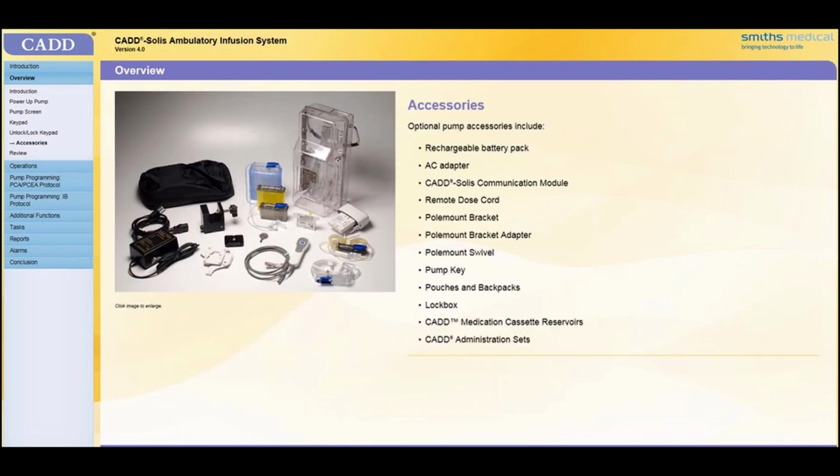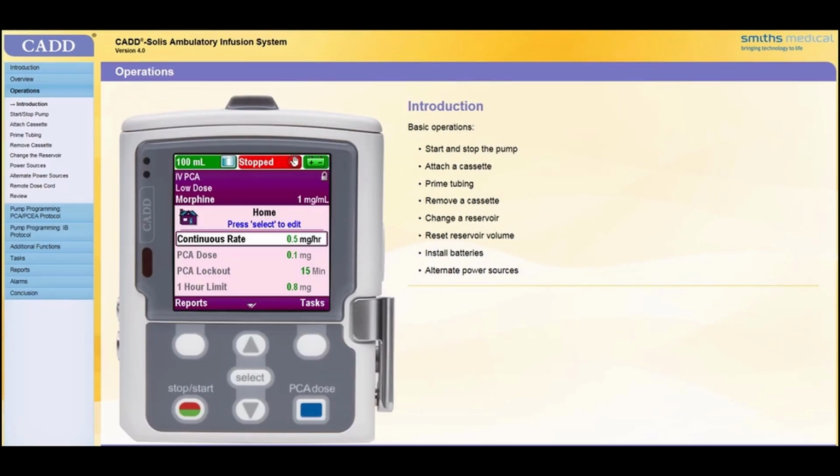There are several accessories available for use with the CADD-Solis Infusion. This module of the training program reviews a variety of tasks related to the CADD-Solis Ambulatory Infusion Pump. It will cover how to start and stop the pump, attach a cassette to the pump, prime tubing, remove a cassette from the pump, change a reservoir and reset the reservoir volume, and install batteries.